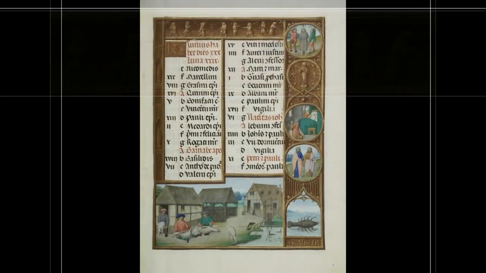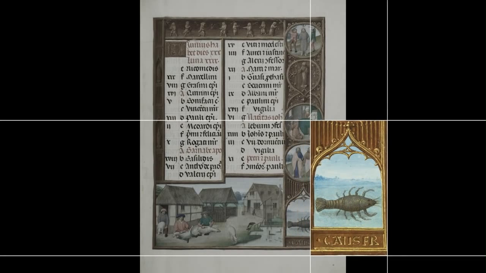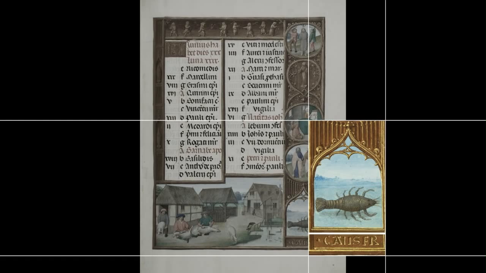It was also common to include an image of each month's sign of the zodiac. Here, a picture of a crab represents the sign of Cancer. The word Cancer is written beneath.